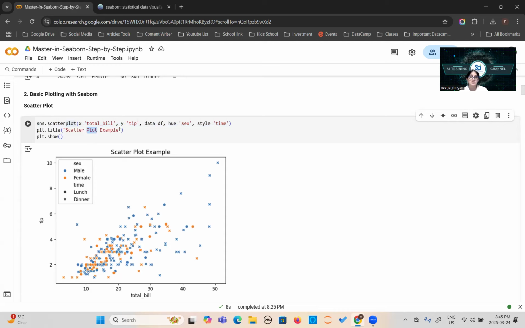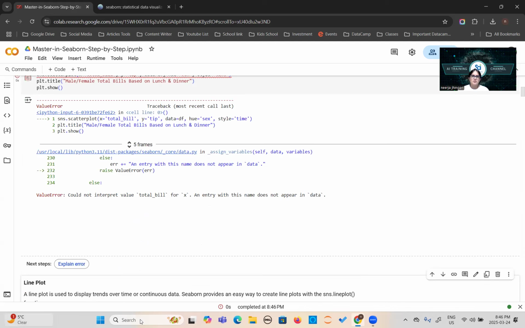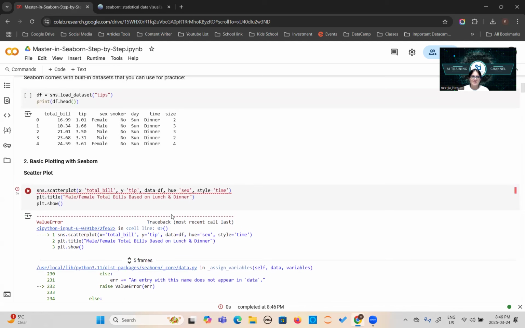Here I have just written the scatter plot example because I wanted you to understand that I'm drawing the scatter plot, but you don't need to do this. If you are drawing this and working with this data set, then you should rename it here like this: male, female, total bills, based on lunch and dinner. So the title should be something like this.